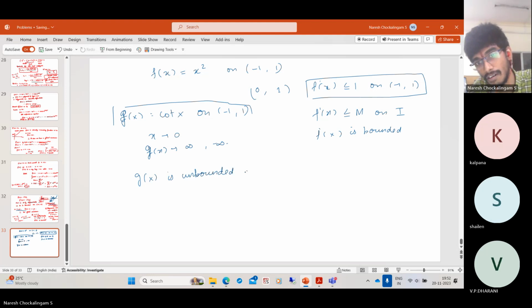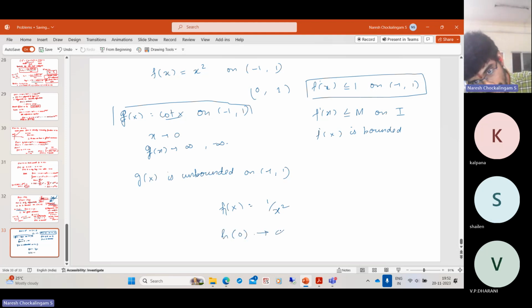On minus 1 to 1, no need of cot x. You can just take f of x is 1 by x or 1 by x square. So, or h of x. So h of 0 approaches infinity. So h is unbounded on this interval.